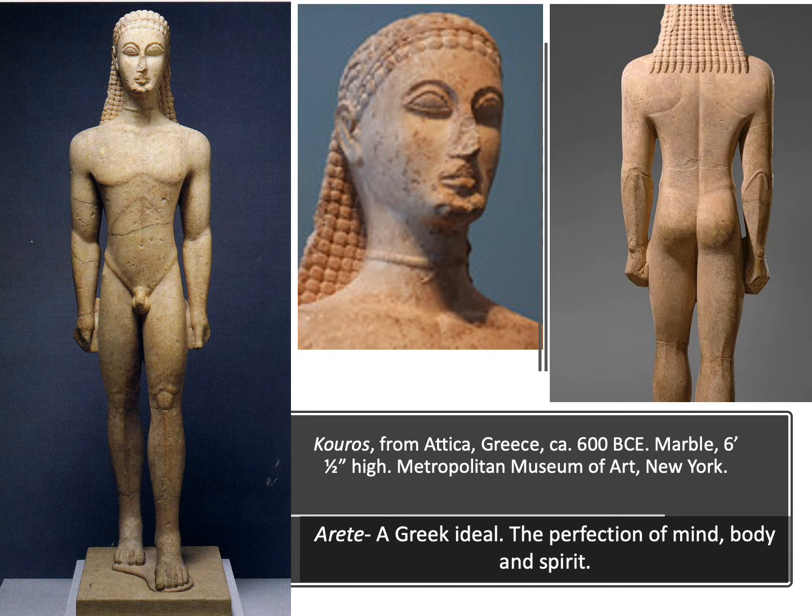The Greeks are very big on this concept called arete. Arete means the perfection of the mind, body, and spirit, and they're always striving for that perfection. The people that have the perfect arete were the gods. And so anytime they were bettering themselves, they looked at it as an offering to the gods. Okay, so there's the story of the Koros.